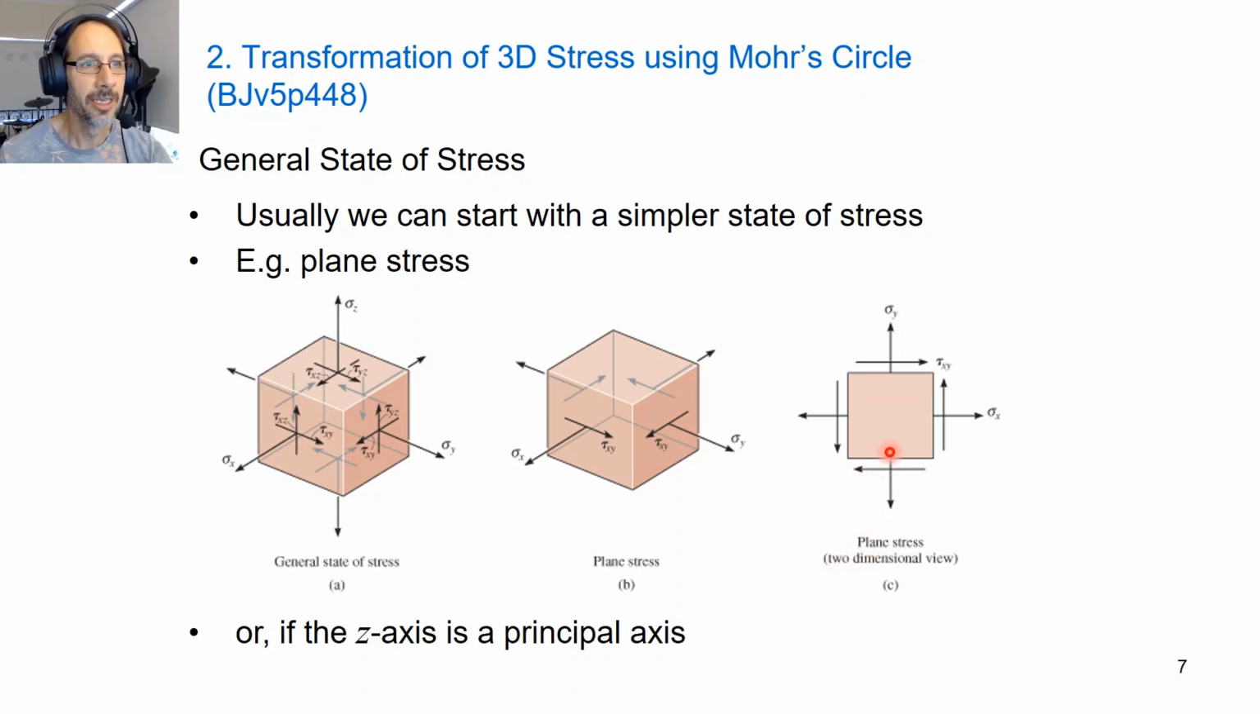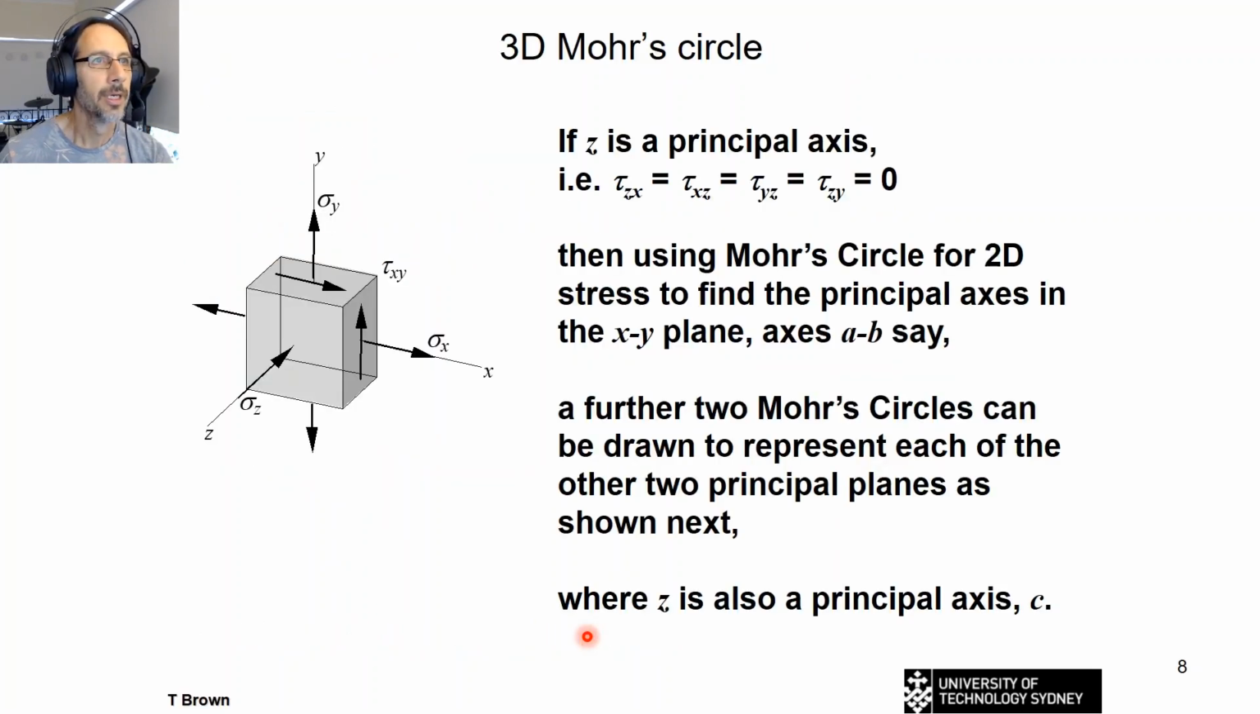And fortunately, 90%, even more, of the problems that we need to deal with fall into the plane stress case, or the case where we have a stress in the Z direction, but it's still a principal axis. Okay, so this is just my notes that I've inserted here, showing you the case where you've got almost plane stress, but with the addition of the normal stress in the Z direction here.